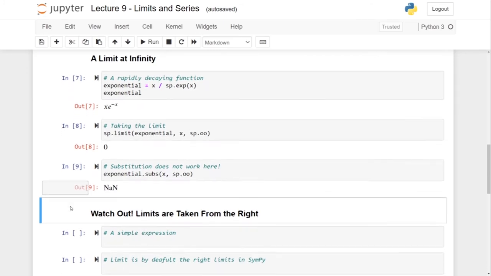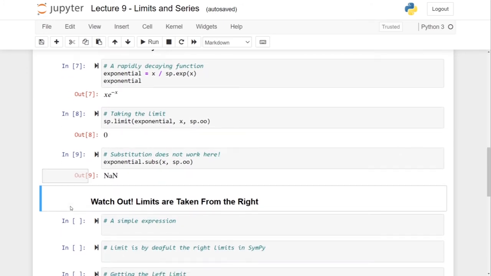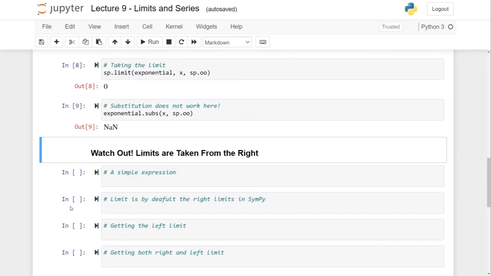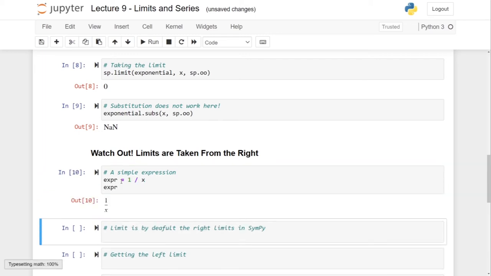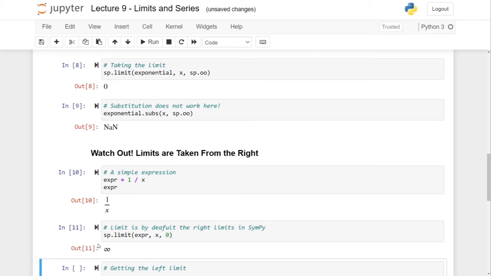Before moving on to series, you should definitely watch out about something very peculiar. So limits in SymPy are by default taken from the right. Let me show you what that actually means. So let's define an expression which is simply 1 divided by x. A pretty simple expression, and you can see here that if I do sp.limit of my expression, with respect to x towards the point 0, I get plus infinity. So if I let x tend towards 0 from the right, then I get plus infinity.